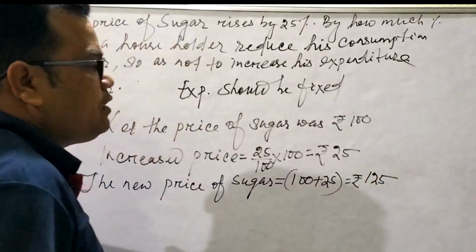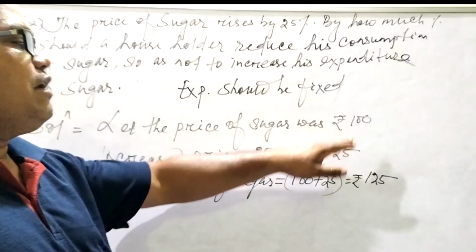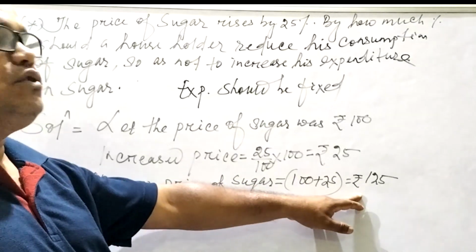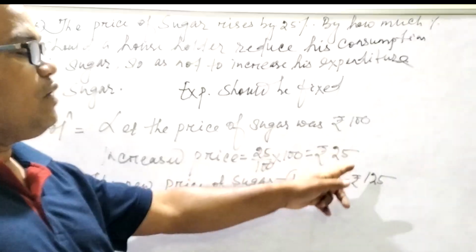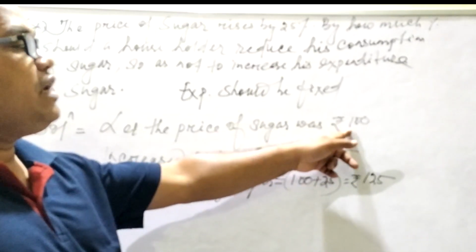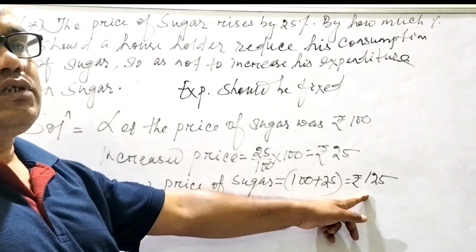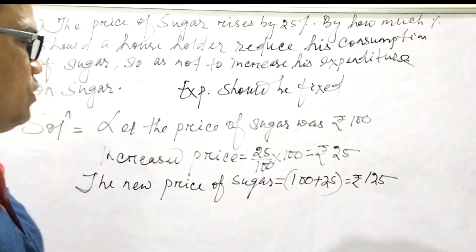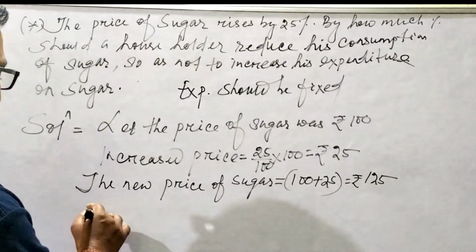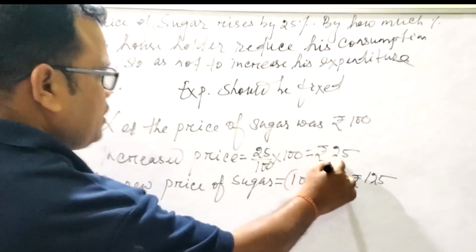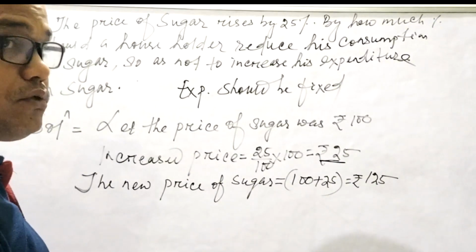125. The price of the sugar was 100, now it has increased to 125, but you should not pay 125 rupees, you have to pay 100 rupees. So the quantity of sugar you are getting for rupees 100 would be reduced in case of 125 rupees. Here the increased price is rupees 25, so you have to reduce the consumption of sugar according to rupees 25.